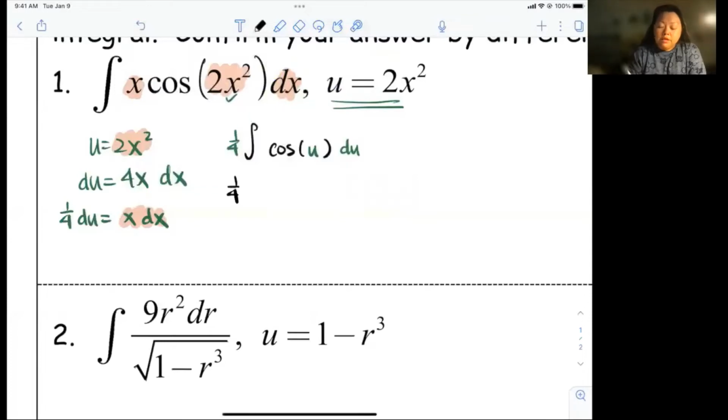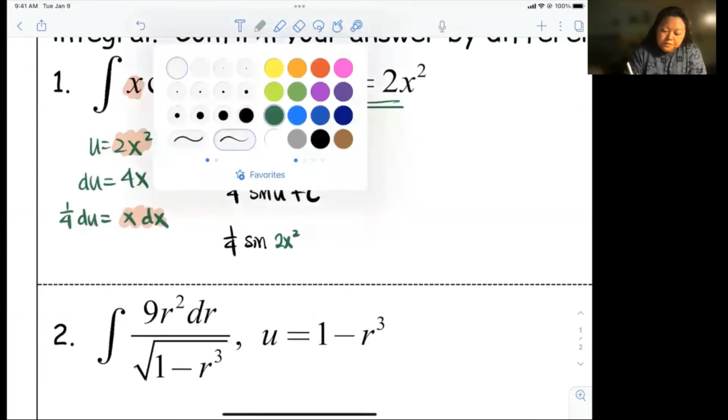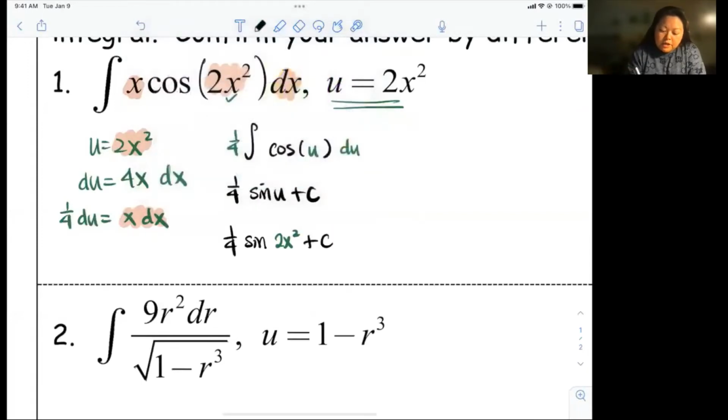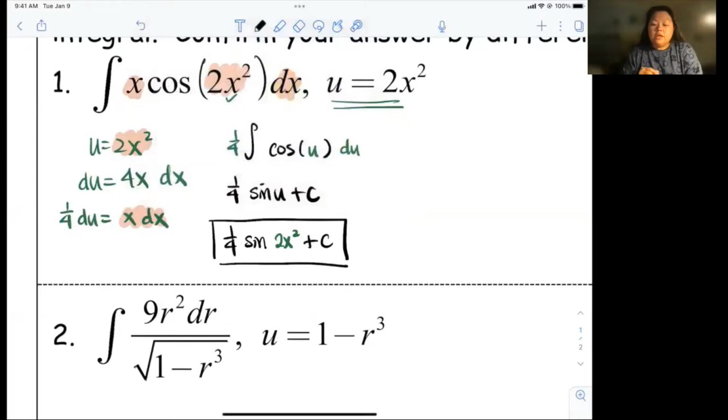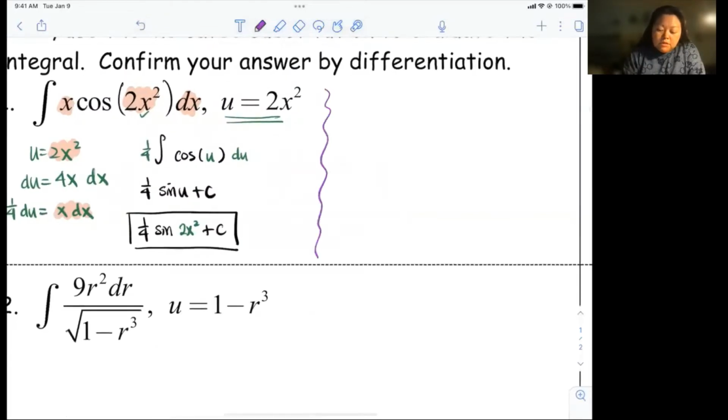The integral of cosine u is sine u plus c. One more thing, you don't want to leave it as u because that was a substitution you did. So put back your u, which was 2x squared, into your equation. And there's your final answer. Now, because this is the beginning of you looking at U substitution, it says to confirm your answer by differentiation. So I'm going to take d dx of the equation I got, 1/4 sine of 2x squared plus c.